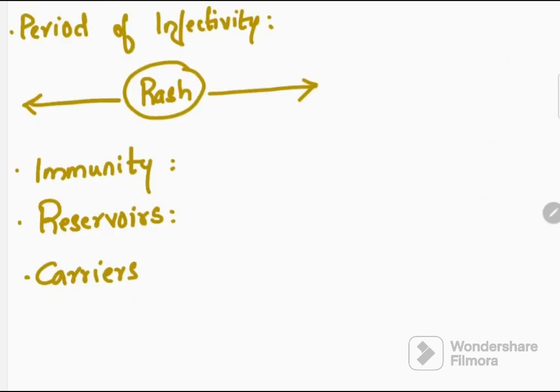What is the period of infectivity in chickenpox? Let us take the rash as the central point. 2 days before the rash has arisen and 5 days after the rash has gone, the patient is infective. Remember, 2 days before the occurrence of the rash and 5 days after the disappearance of the rash.